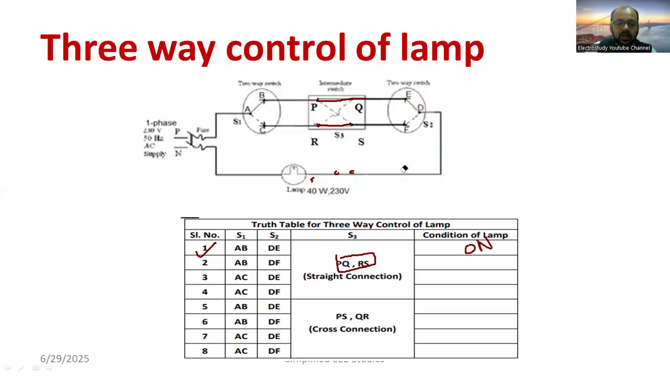Now let me talk about the other condition. So pay attention carefully. You have to pay more attention. Then only you can understand. So the second condition is AB and DF. AB and DF. First you connect AB, correct?